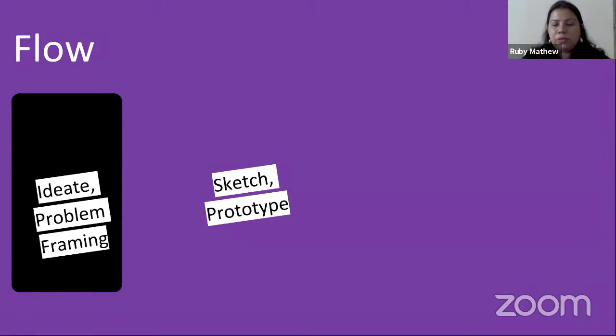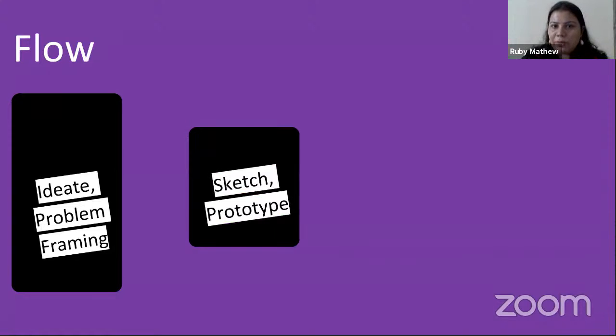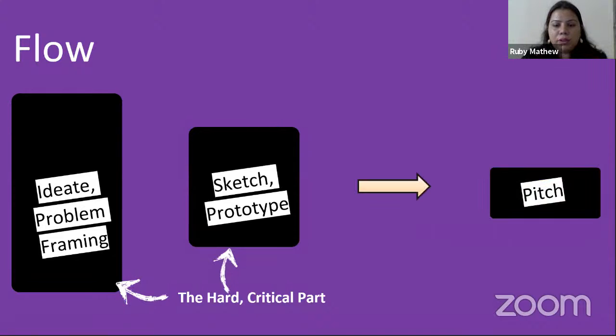So the flow would be focusing on the problem, sketching and prototyping for the problem, which ultimately would lead you to the pitch. So actually you don't have to work that hard on the pitch. Once you get these two main pieces together, your pitch will come organically. So the hard and critical part is this. This is where you are likely to get stuck. This is where you're likely to not make headway sometimes and you have to find alternatives. But the pitch, to be honest, is the easiest part. All right.